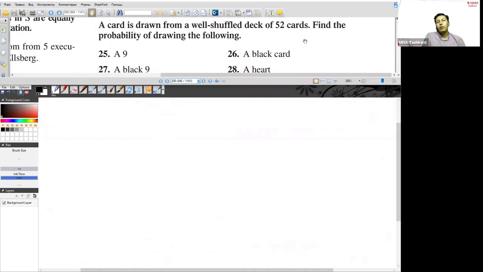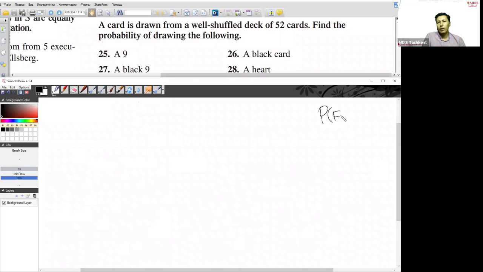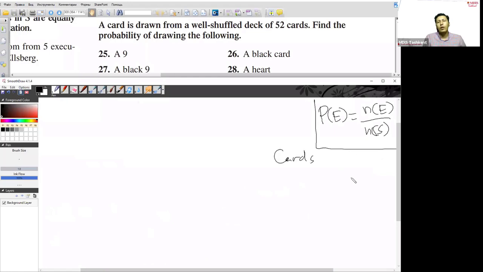So now the problem is about cards. Here we are using the first formula again, P(E) = NE over NS. So cards, how many cards do we have? We have a total of 52 cards. Red and black, how many? Half of them, 26 black cards and 26 red cards.